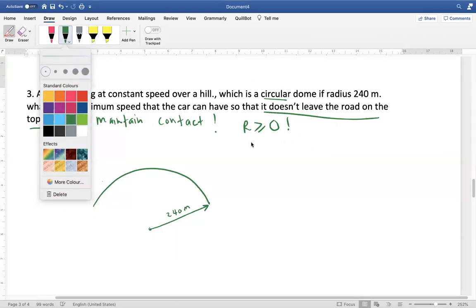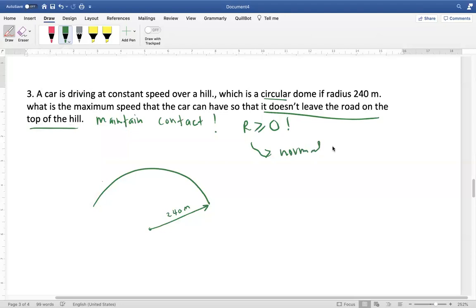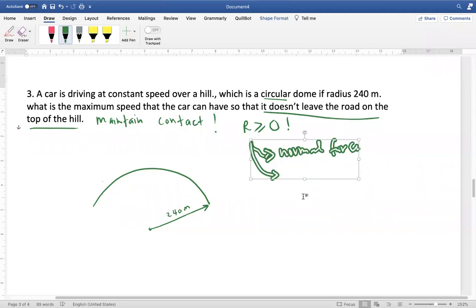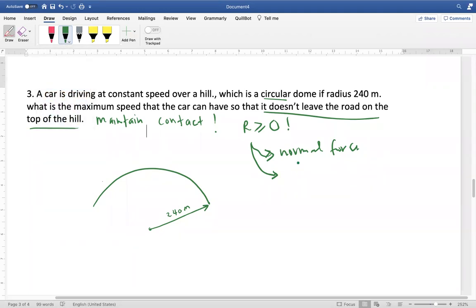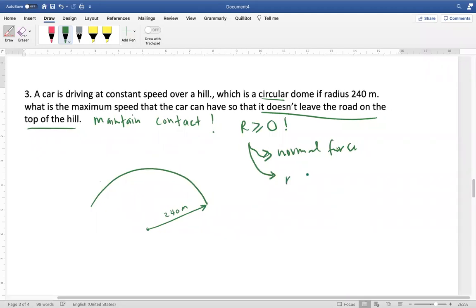So tadi Syakirin cakap R ni normal force. Okay. Is there another name for R? What is the other name for R? Ada lagi dua. Normal force lagi. Tak ingat dah? R. What is R? Reaction force. Reaction force. Lagi satu. Yang kita dah resultant force. Bukan. R bukan resultant. Reaction lagi satu.